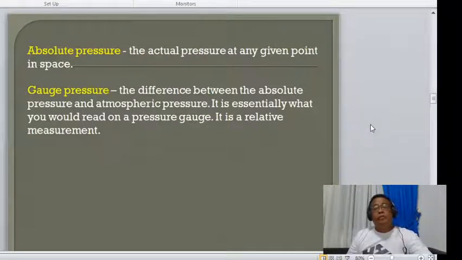So, let us go back to the terms in pressure. Absolute pressure represents the actual pressure at any given point in space. Actual. Example of this is, say for example, we consider an air tank with a reading of 0 psi.